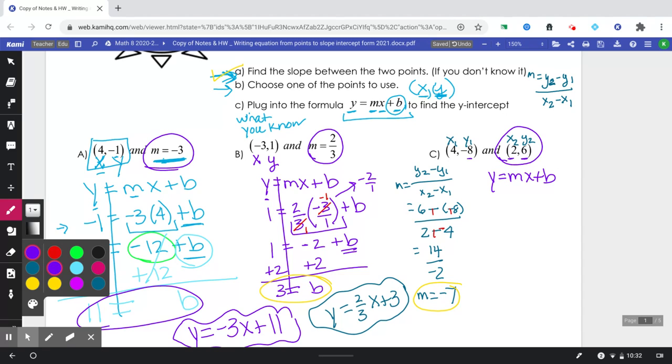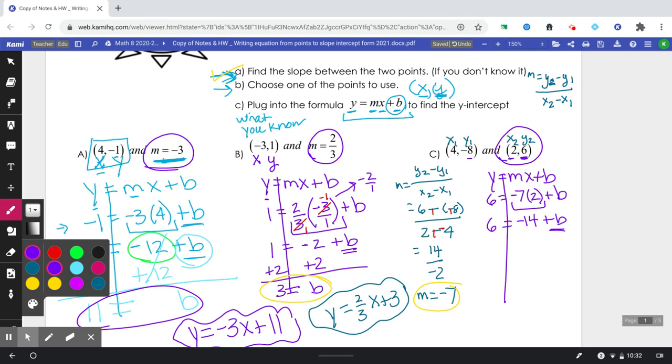Do I know my y value? Yes, I'm going to use 6. Do I know my slope? Yes. Do I know my x? Yes. Do I know my b? No, so it stays b. And I'm going to put up my wall because I'm going to solve this equation. All right, I'm going to simplify. -7 times 2, -14, bring down my plus b, equals 6.